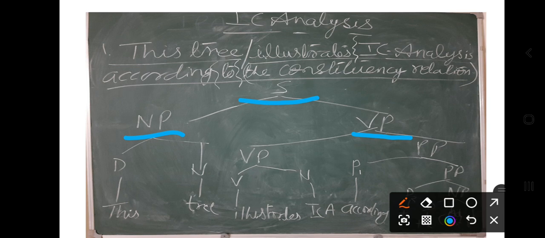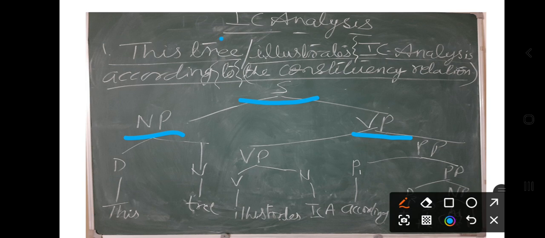So let us see. This is the sentence: the tree illustrates IC analysis according to the constituency relations. When you do IC analysis, take a pause and read so that the words can be read in one breath. For example: this tree, little pause, illustrates, pause, IC analysis, pause, according to, pause, the constituency relations.